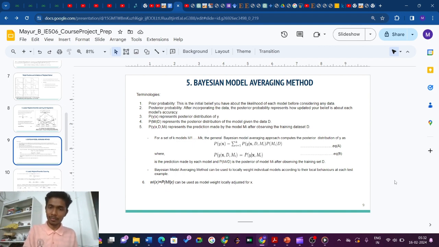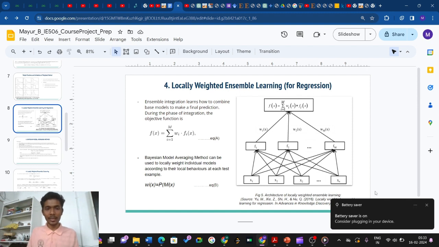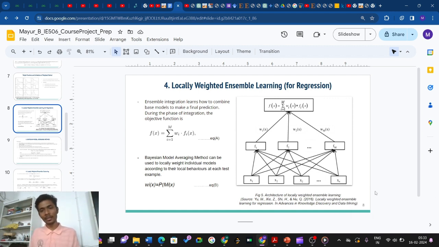Now, if you look at the second term in equation A, which is p of mi given D, it represents the posterior distribution of the model given data D. Here, if we simply replace D with x, then we get the function wi of x equals p of mi given x, which is shown in equation 6. So this function can be used as a model weight, or a weight function, which is locally adjusted for x. This is the same function that I showed in the previous slide, wi of x equals p of mi given x. Now this weight function takes into consideration the local behaviors of the model at each test example. That is why this ensemble learning is called locally weighted ensemble learning, and the models f1, f2 till fm are regression models, hence locally weighted ensemble learning for regression.